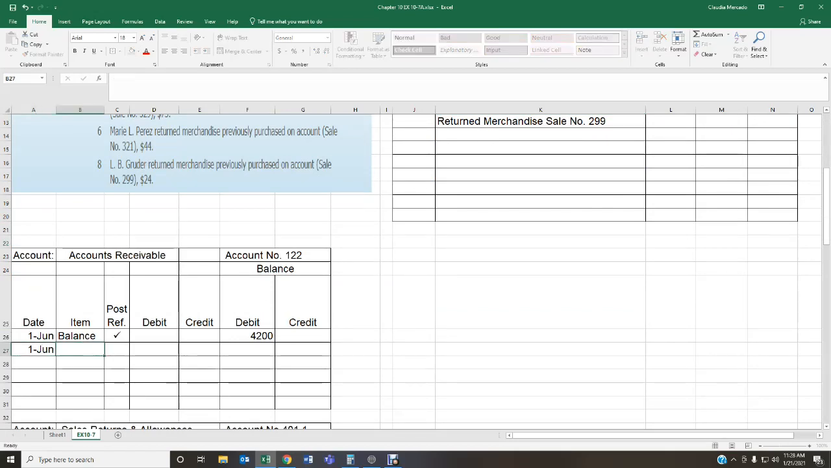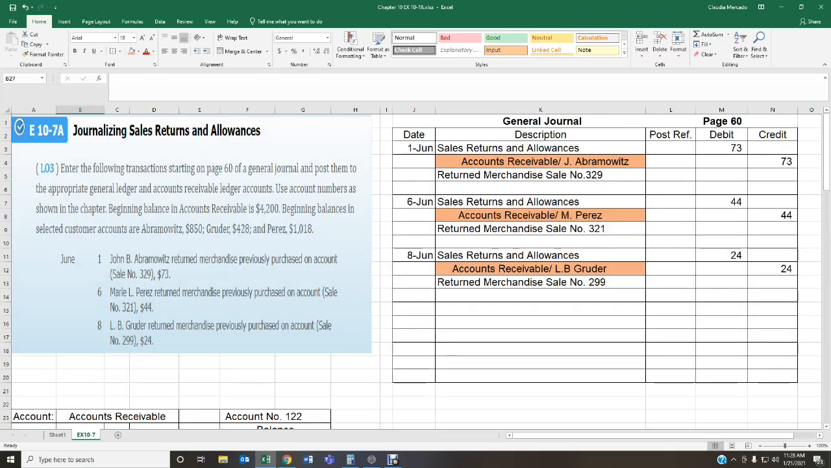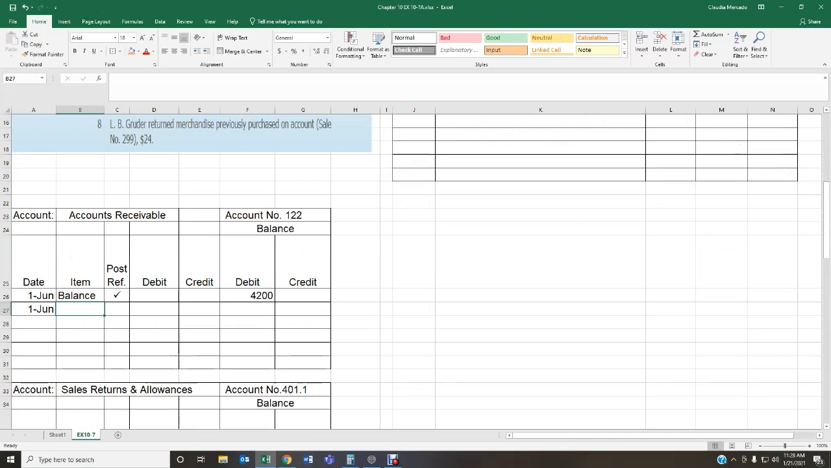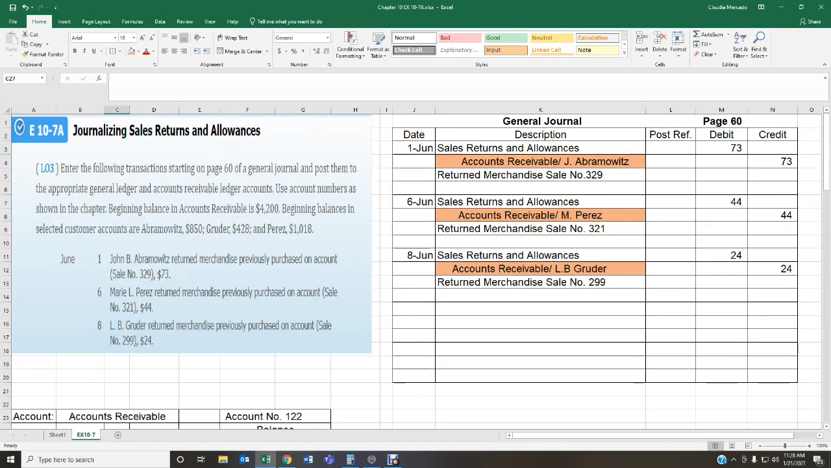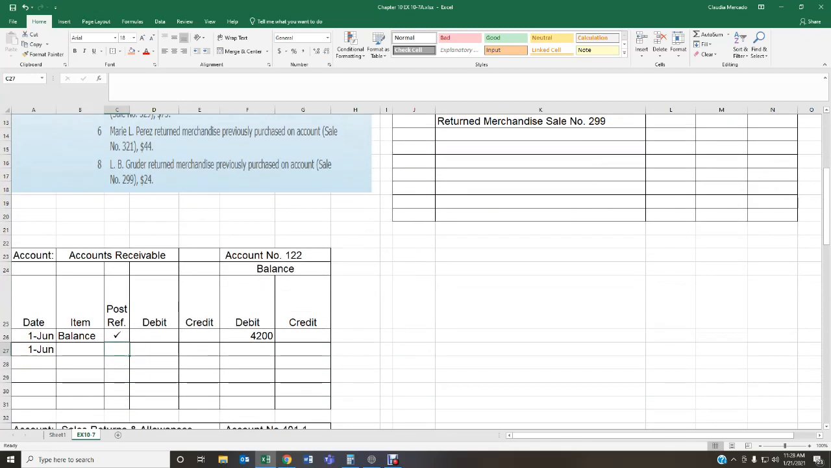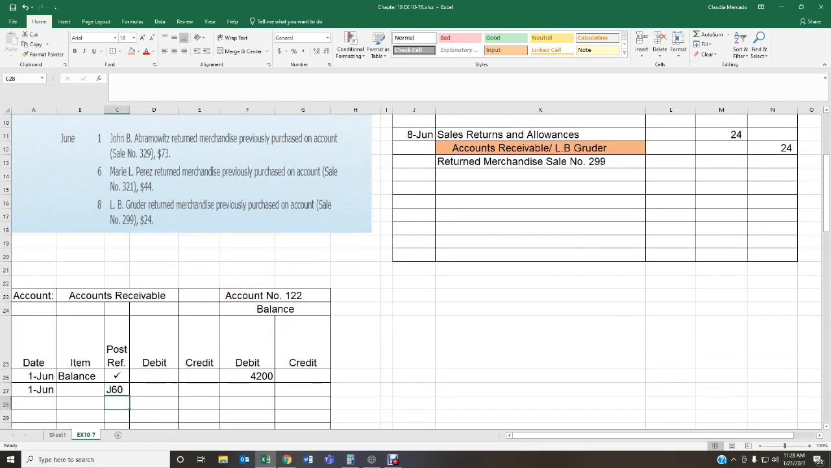So June the 1st, let me see. June the 1st happened here on your accounts receivable for Ambrowitz. And let me see. Okay, so we're going to enter. The first thing we're going to enter is on our post reference. We have to bring in our page number. Okay, so it's going to be our journal 60. Where are we getting this entry from? We're getting it from our journal page number 60. Okay, so we're getting this transaction from the 60.